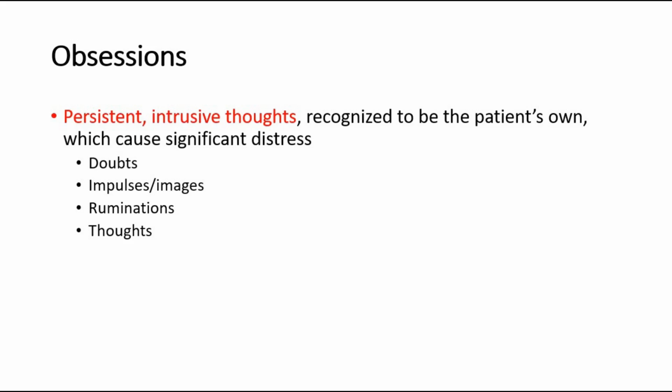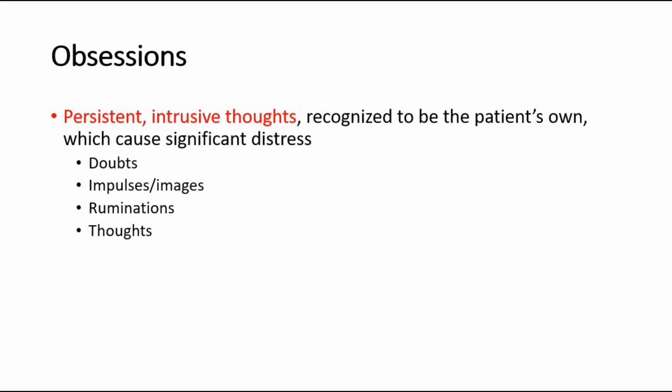For example, they are uncertain about their previous actions, whether they locked their car door, or turned off the water tap, or turned off the fire stove before going out. Impulses and images are repetitive urges to carry out actions that are usually embarrassing or undesirable, such as shouting foul words in public or mentally seeing disturbing images such as stabbing themselves.